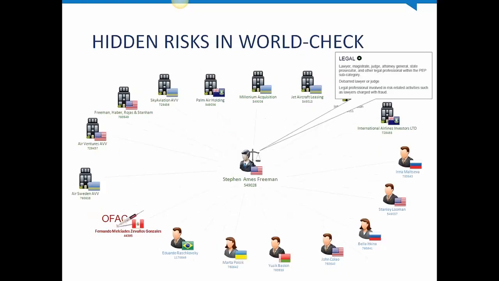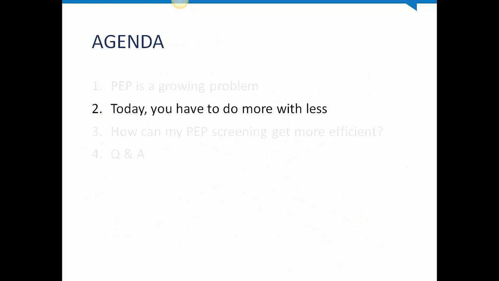Same thing, Stephen Ames Freeman, right? An attorney who was involved in setting up a number of shell companies that were allegedly funneling money from a drug cartel. So he was using it to launder dirty money. And again, you see this web of connections that he has that really populate the database and drive a lot of your hits. So it's a growing problem. You need to know relatives, you need to know associates, but it's going to drive a lot of your hits.